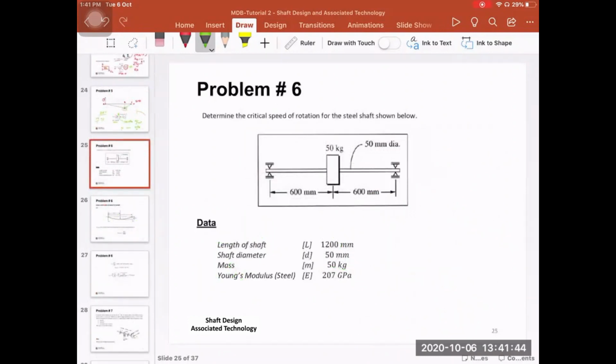Right, so we are going to move to problem number 6 now, where we are going to calculate the critical speed of rotation.